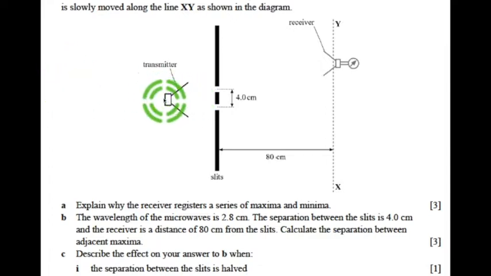Okay, so here we've got microwaves. We can use visible light, we can use monochromatic light. We can also use any other waves from the electromagnetic spectrum. They don't need to be visible. Here we're using microwaves, longer wavelengths than visible light. We've got a transmitter here, so the waves being transmitted or emitted are coherent. That means they're the same frequency, they've got the same wavelength.